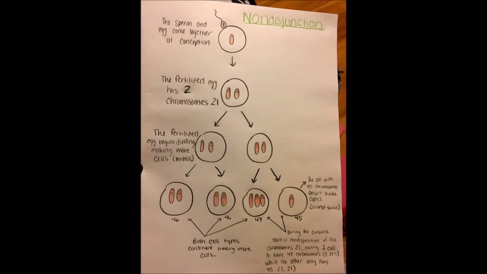Non-disjunction is the failure of homologous chromosomes or sister chromatids to separate properly during cell division. Non-disjunction results in daughter cells with abnormal chromosome numbers. This can result in birth defects such as Down syndrome.